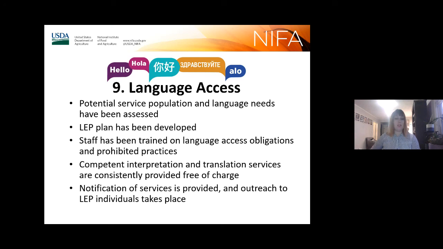And we want to see that notification of the availability of these free services is provided, and that there is outreach to LEP communities in your service area that you identified as the result of your language needs assessment. And again, there's some overlap here. Some of this notification could go in an earlier review area that we saw, review area 7, but it also falls under the issue of language access.